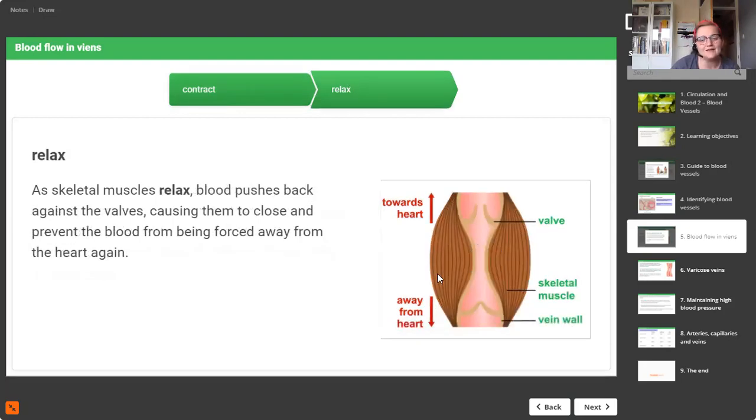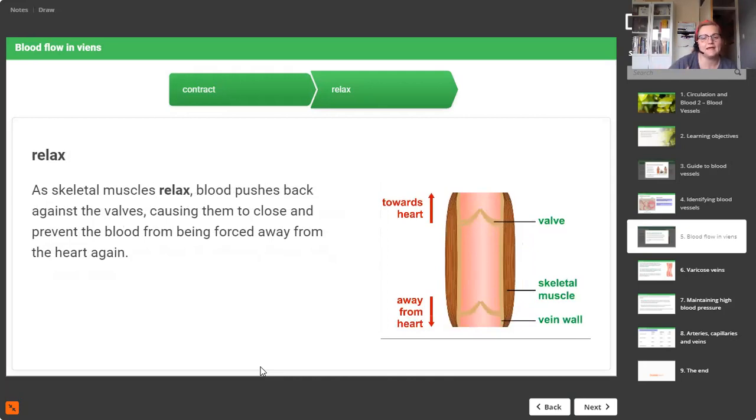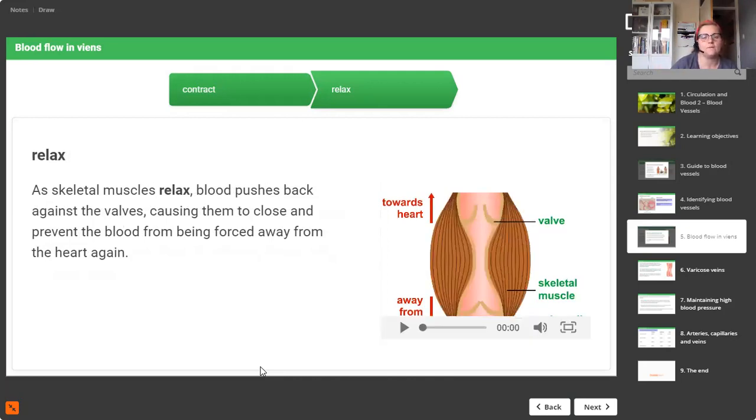Now, when skeletal muscles relax, blood pushes back against the valves, and that causes them to close, and this again prevents the blood from being forced away from the heart.